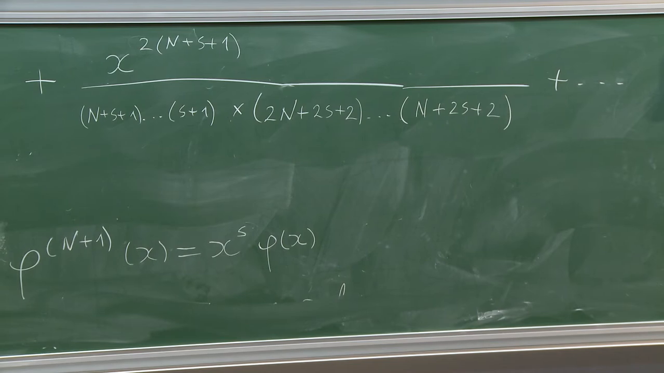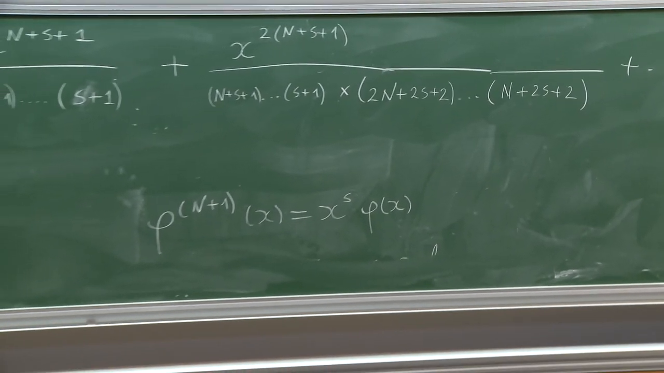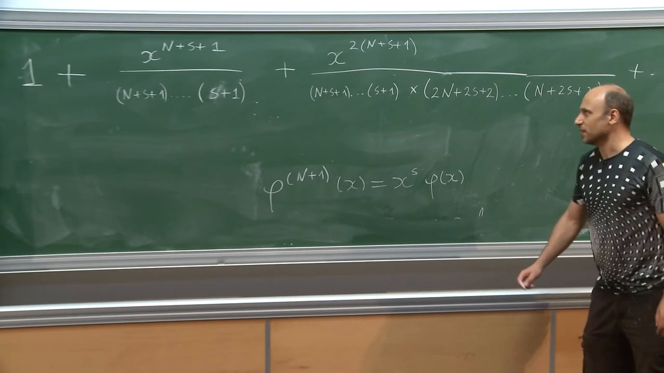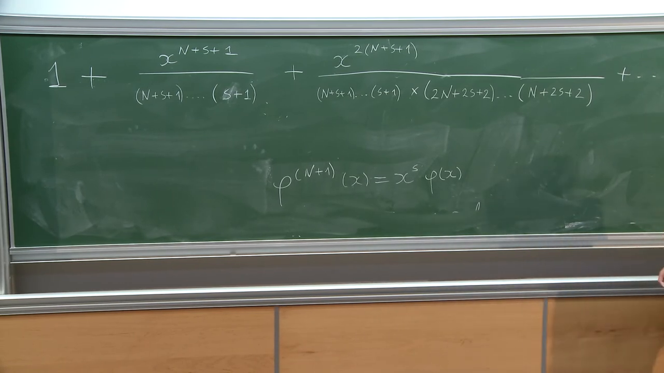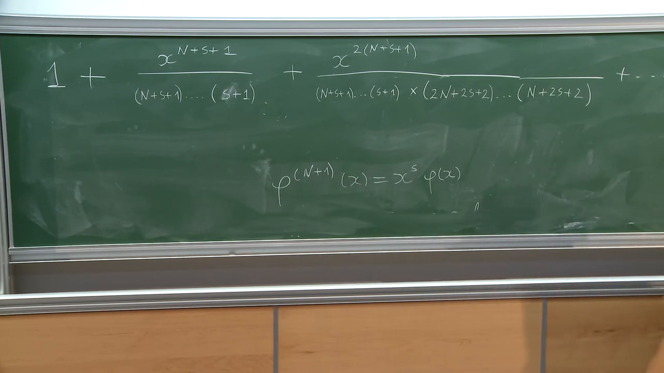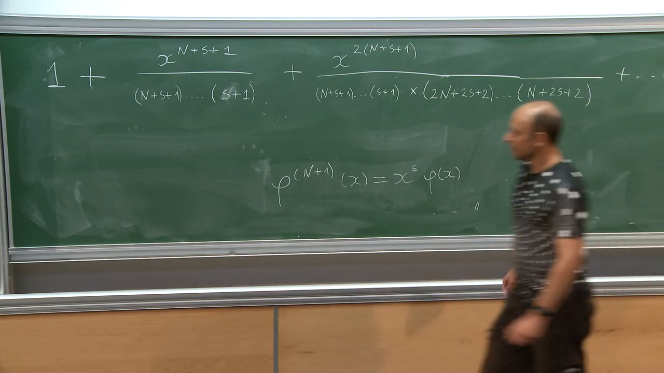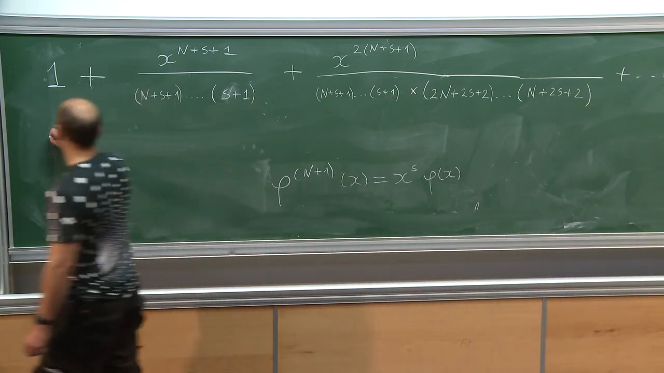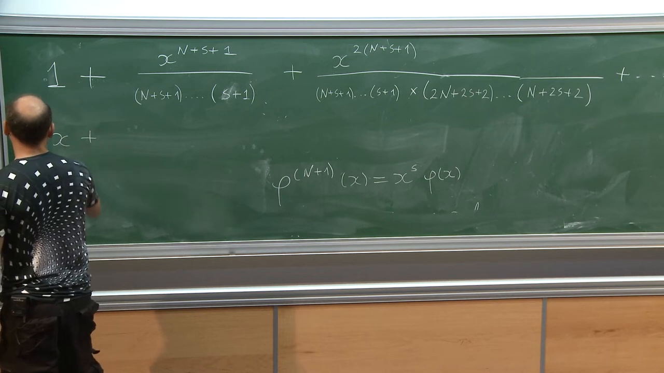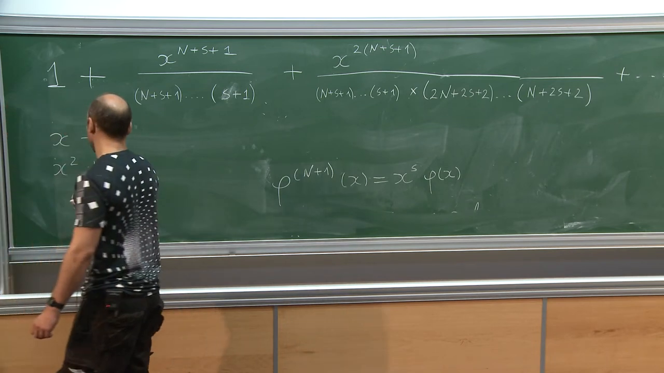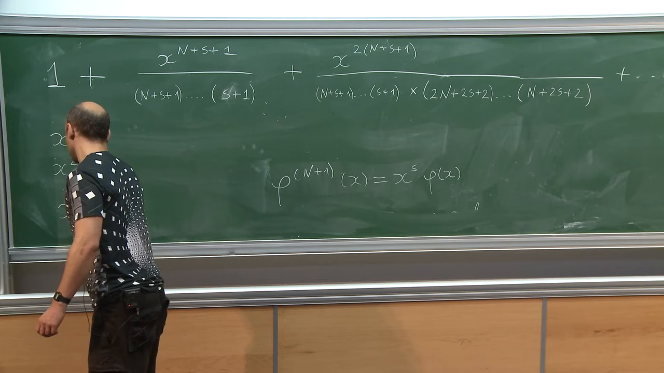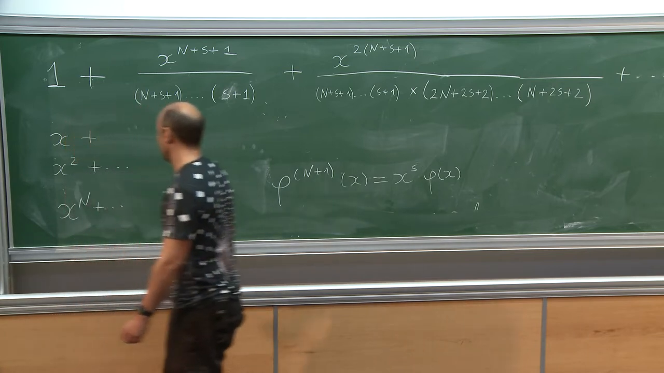So this is a convergent series that is almost hypergeometric. With some small change of variables, you can make it into a hypergeometric series. And this gives you a perfectly well-defined solution of this differential equation. And then you can make another one that starts with an x, and another one that starts with x squared, and the last one that starts with x to the n.